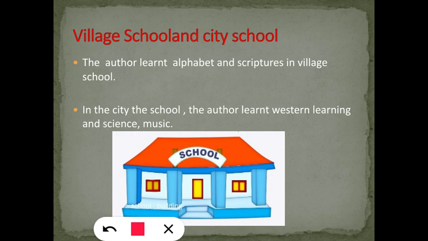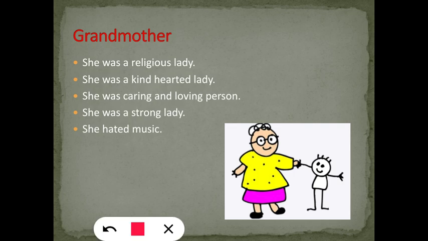So she hated music, that was being taught in the city school. Now, very important, you have to remember, they often ask you to give a brief character sketch of grandmother. So these are the points you have to remember. First, she was a religious lady, and how can you say that? They often ask you that as well, because we can say that she always used to chant prayers, recite prayers, and tell the beads of a rosary.